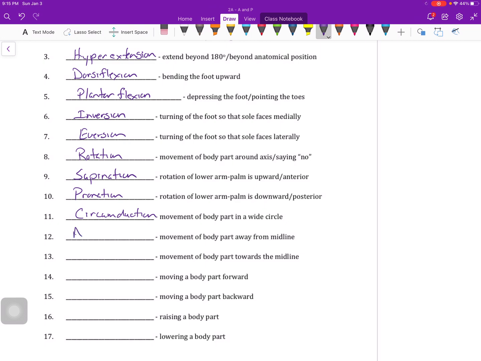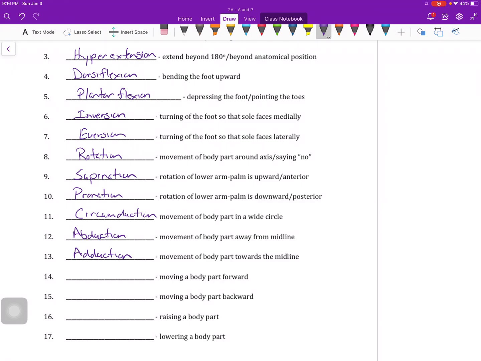Abduction. Movement of the body part away from the midline. You are taking something away. When you take something away, you kidnap it, you abduct it. So that's abduction. Adduction is movement of the body part back towards the midline. You're adding something back.